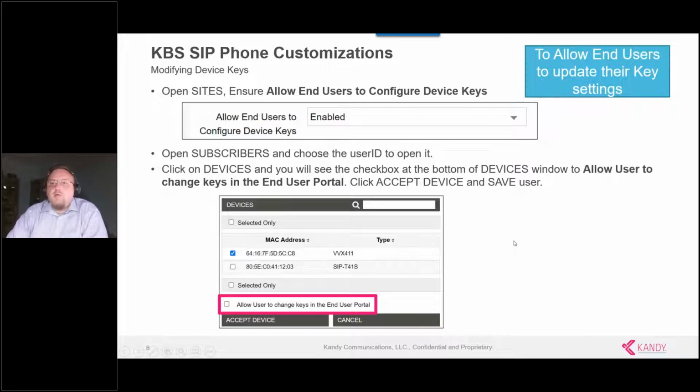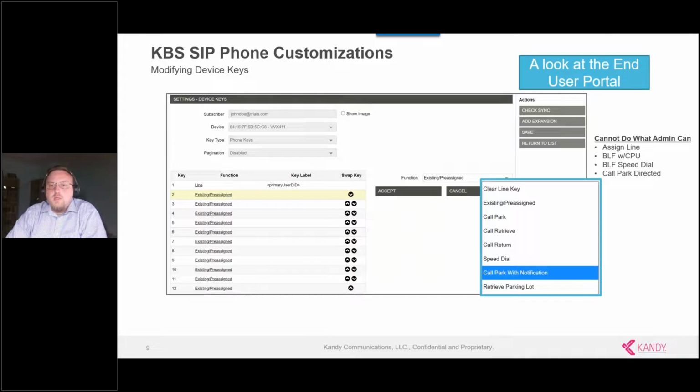That being said, when they do log into the end user web portal, they are a little bit limited on what they can do. The easiest way to think about their restrictions is that they can't set their phone to monitor another subscriber. So things like BLF, BLF speed dial, and call park are all things that would have to be set up on the admin side of things. But an end user gets a very similar interface to what we have seen on the admin side of the house. The difference is their options in the function drop down are just going to be limited to the things that they have the ability to do.